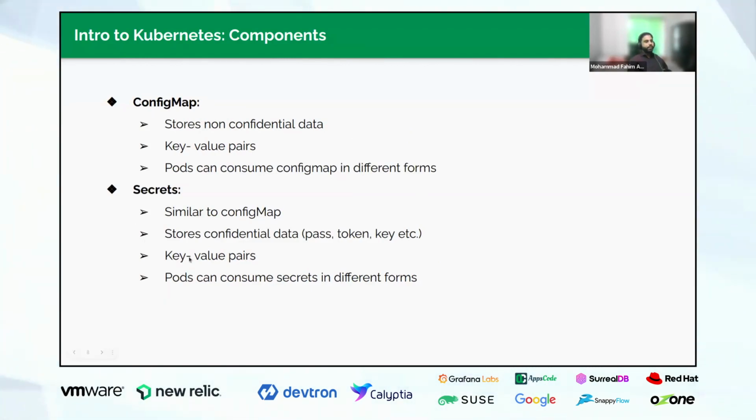Then there are two types of resources for configuration management. One is config map and one is secret. Both have key value pairs in their specification, so you can store data in key value pairs. The main difference is you store confidential data like passwords, tokens, keys, etc. in secrets, and you store non-confidential data like your database configuration or your application configuration in the config map.